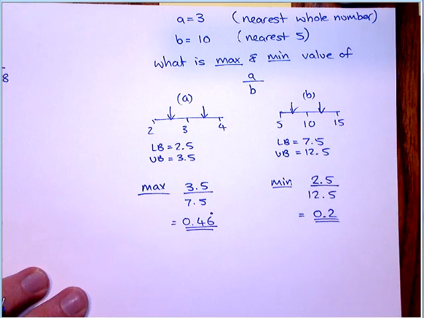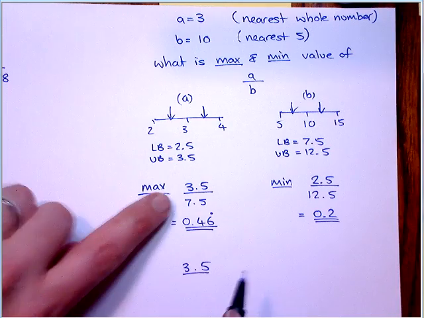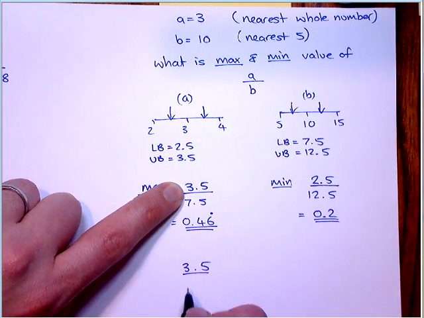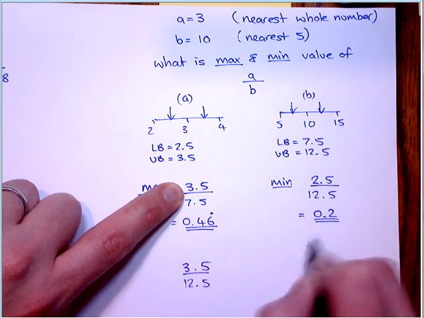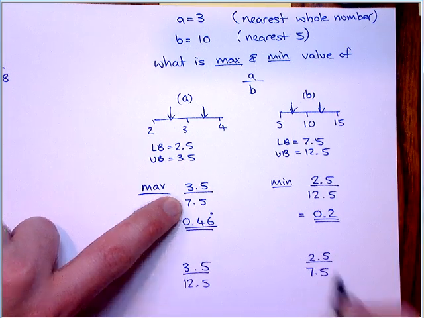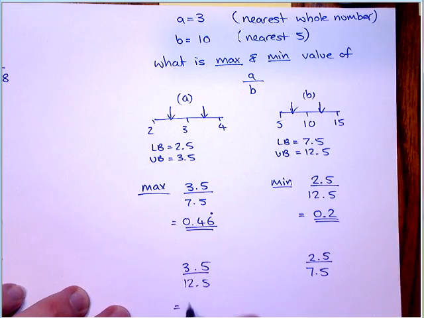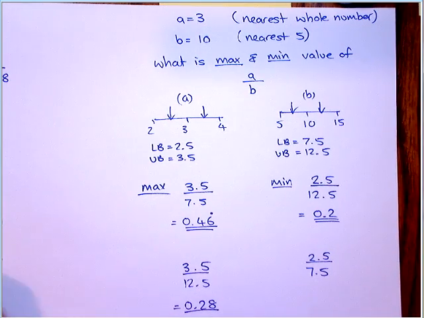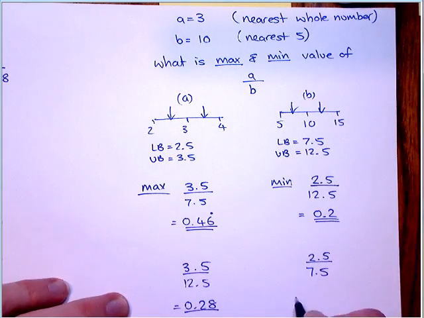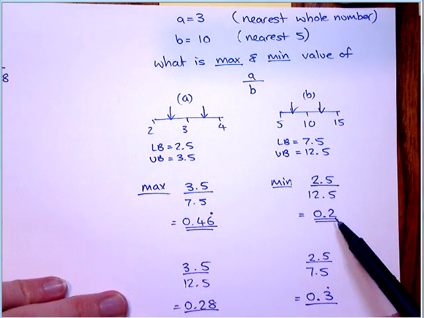But if you struggle to think like I've just done, what I'm going to show you now is you can just do the others as well. So if we do 3.5, which is our value for A, but this time divided by 12.5, and we take the smallest value of A, 2.5, and divide it by the smallest value of B. If I type these in, bear with me a second, I get 0.28 here, and the next one, that's 0.3 recurring. You can clearly see that this is the biggest number and this is the smallest number.